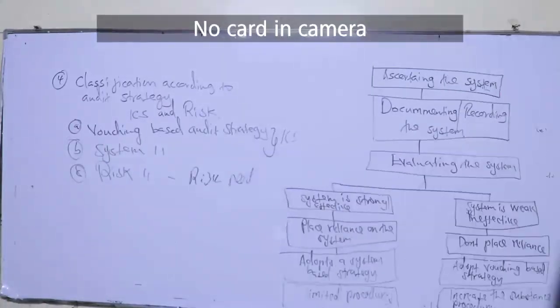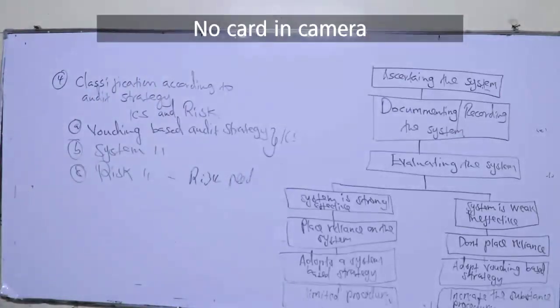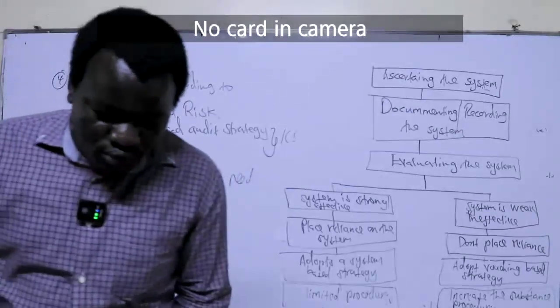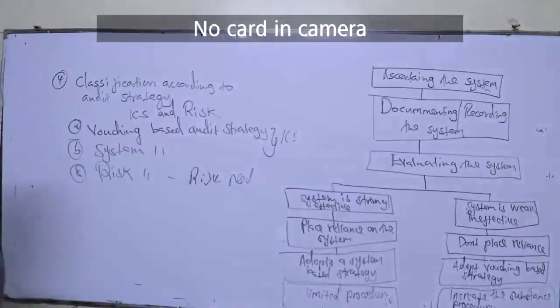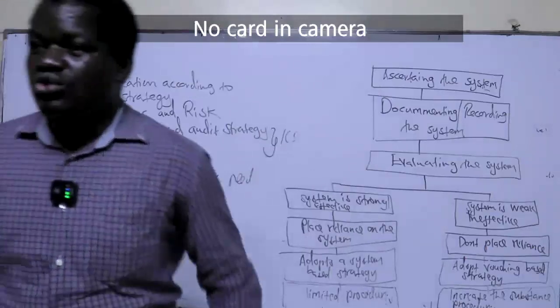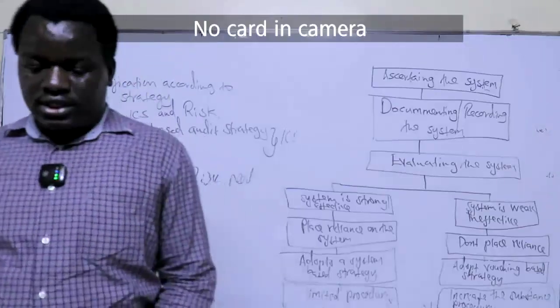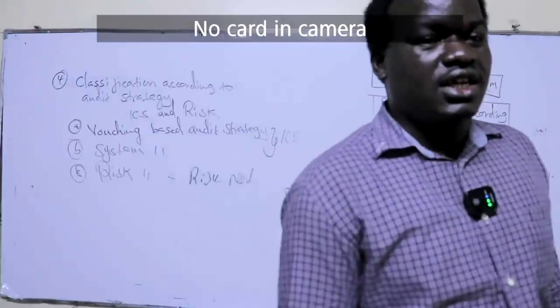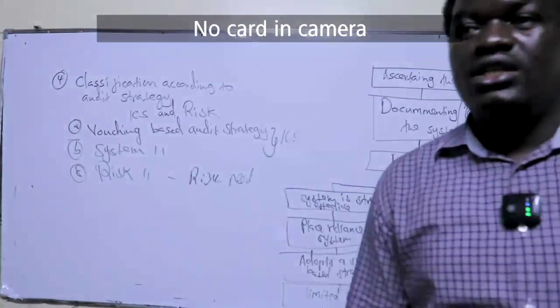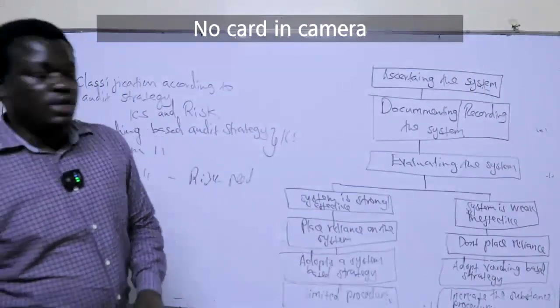Number 4 is done. You're about to finish. So we go to number 5. Number 5 is classification according to organization structures.